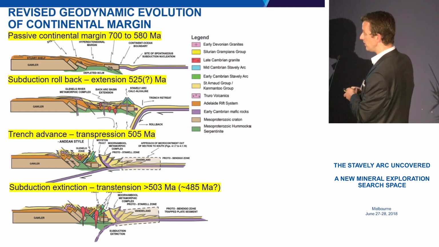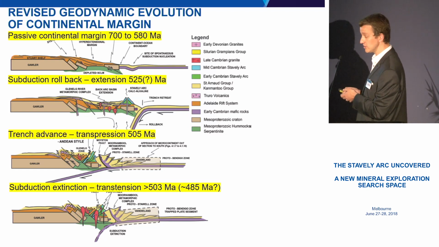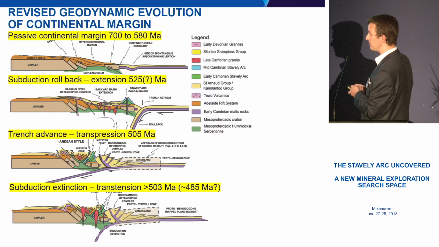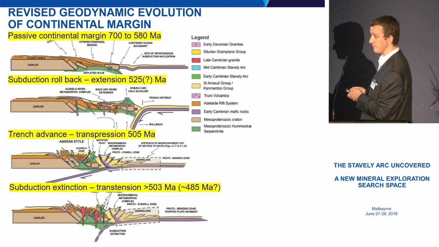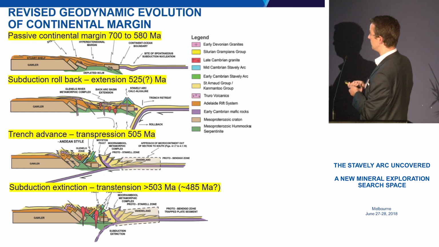Around 500 million years, we don't know whether that truly represents the extinction of the arc. It could be as young as 485. There's still emplacement of magmas into the back arc position at 485 in the Pathway Ridge, and the Macquarie Arc, which obviously the Stavely Arc jumps outboard to the Macquarie Arc, the youngest or the oldest volcanics in that area of 485.